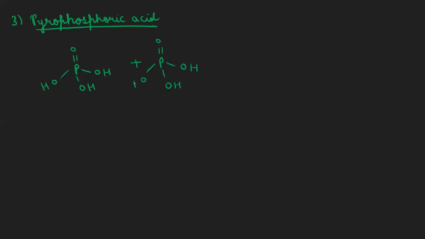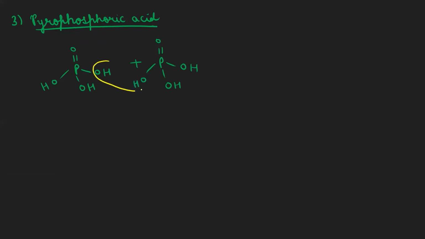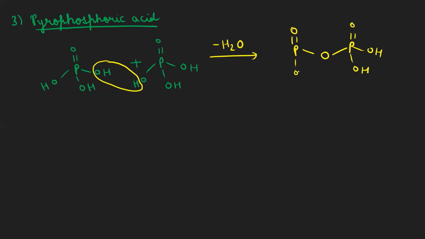And now, when these two condense and a water molecule gets lost from here, suppose this water molecule got lost, then the resulting structure formed is our pyrophosphoric acid, P double bond O, O, P double bond O, OH, OH, OH and OH. This is the structure of the pyrophosphoric acid, where the phosphorus is present in the +5 oxidation state. This is also +5. This is also +5. Here the oxidation state of phosphorus is +5.